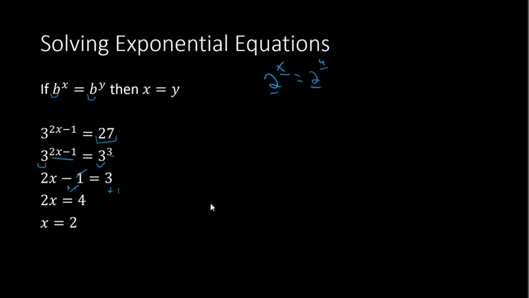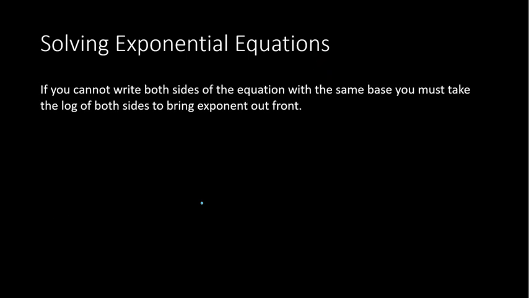Now, if you cannot do that, then you need to resort to another method. So if you cannot write both sides of the equation with the same base, you must take the log of both sides to bring the exponent out in the front. So for example, here we have 3 to the x power equals 30. We cannot write 30 with the base of 3, so therefore we want to take the logarithm of both sides. So we can take the log of any base, but we want to use either log base 10 or the natural log, because those are logarithms that your calculator can do, even the cheap ones can do.